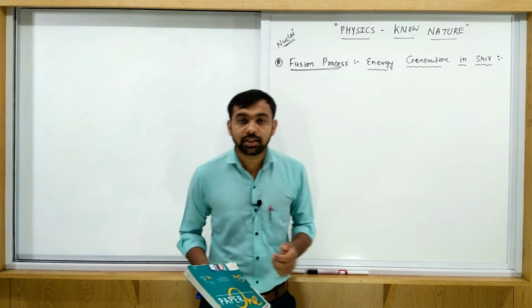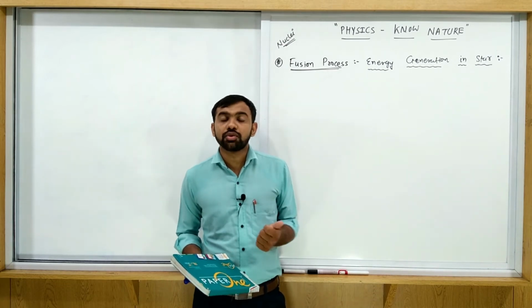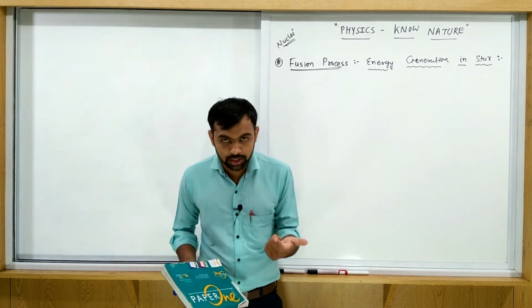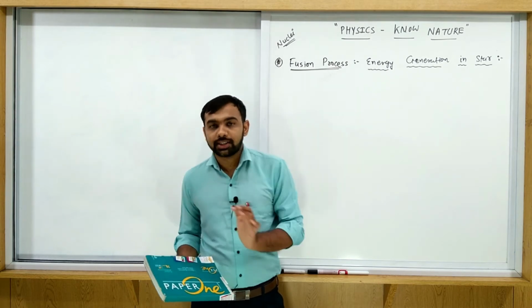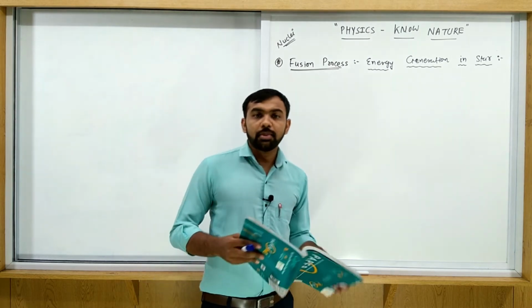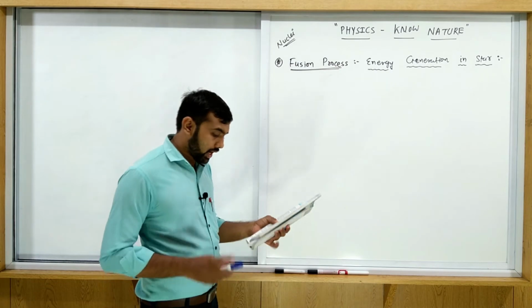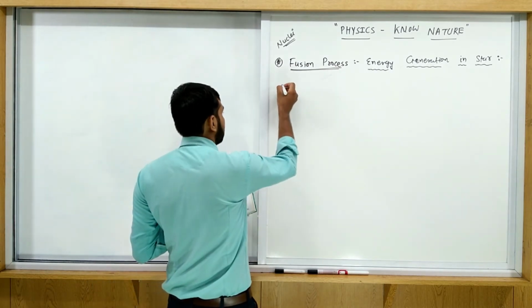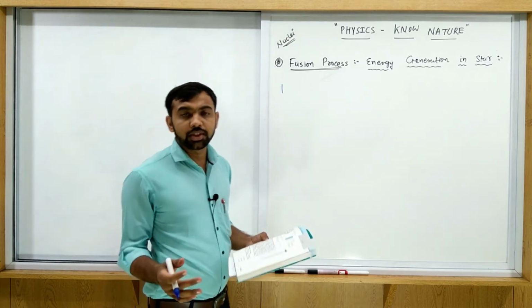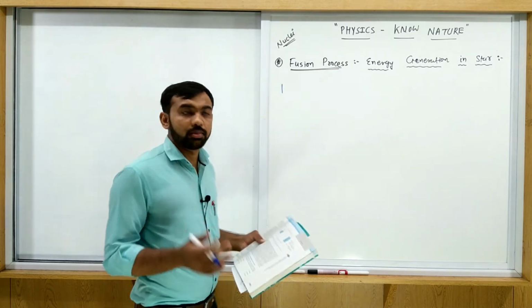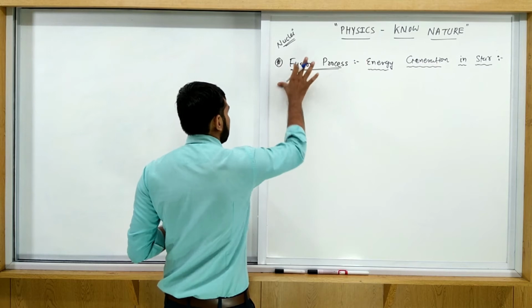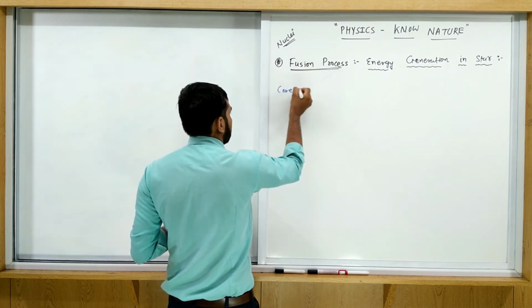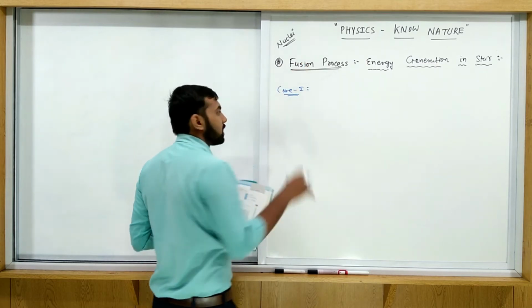Inside the star, energy is generated because of the fusion of two light nuclei, forming one larger nucleus. Let us take some examples given in our textbook. There are different possible processes given to us. So write down the process, case 1, which is given in our textbook.